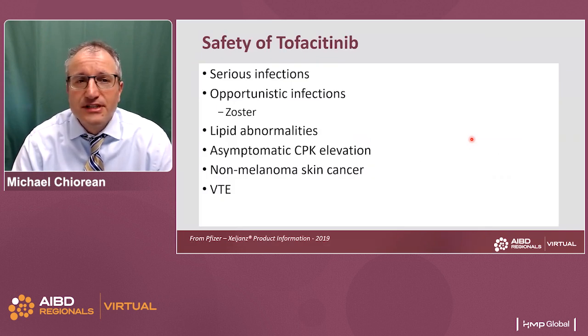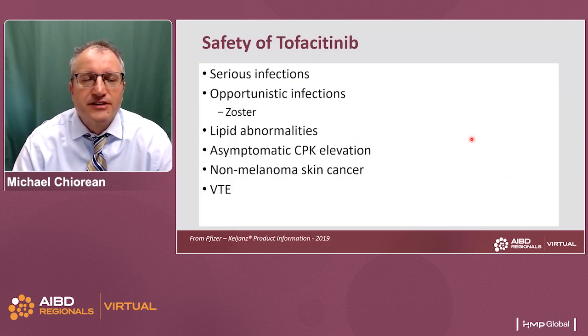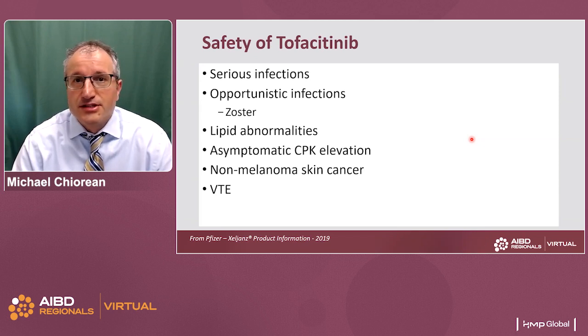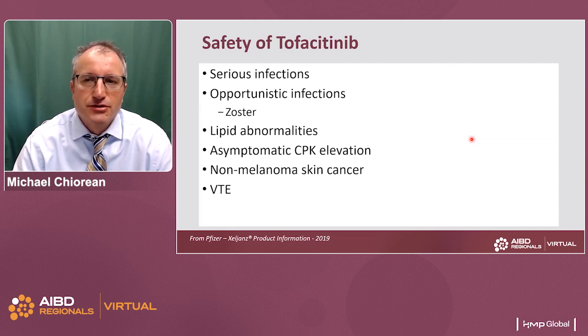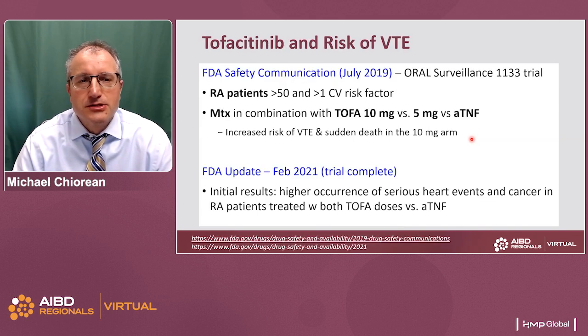How about the safety of JAK inhibitors? So obviously more emphasis on Tofa. These are systemic immunosuppressive, so serious infections and opportunistic infections are a concern. Zoster has been seen more frequently, and it's a dose-dependent side effect. There are some lipid abnormalities, asymptomatic CPK elevation, as well as non-melanoma skin cancer, and more recently brought up the risk of venous thromboembolism. So we had first an FDA safety communication a couple of years ago.